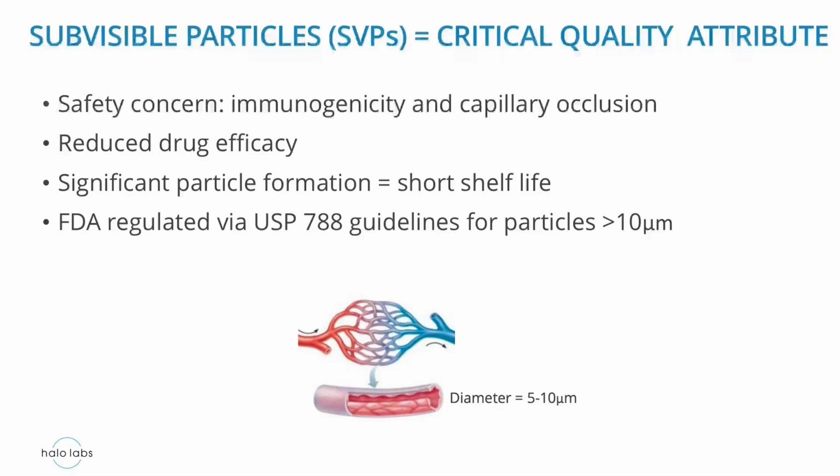The reason for that is that particles, and particularly subvisible particles, which are micrometer scale particles, are a critical quality attribute. They present a safety concern. They can be immunogenic and even cause capillary occlusion. They result in reduced drug efficacy, and the presence of particles in a biologic formulation essentially indicates that a product may have a short shelf life. As a result, the FDA tightly regulates the amount of subvisible particles allowed in a product, following USP 788 guidelines focusing on particles larger than 10 microns in size.